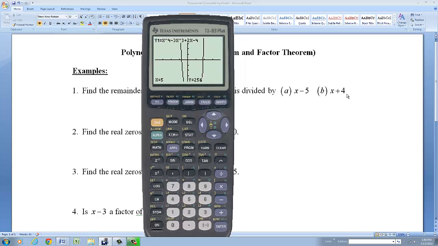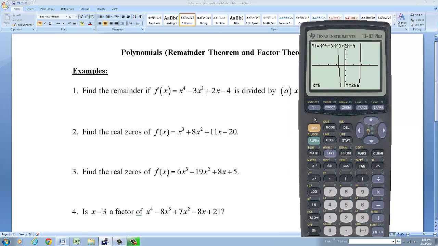Okay, now to get the answer to the second part, what's the remainder if I divide by x plus 4? Well, in this case, remember the remainder theorem has an x minus c, so I'd have to write this with a minus, so this would have to be x minus a negative 4. So same thing. Go to second, calculate, hit enter, and then enter the negative 4. Okay, and then hit enter, and I get 436.